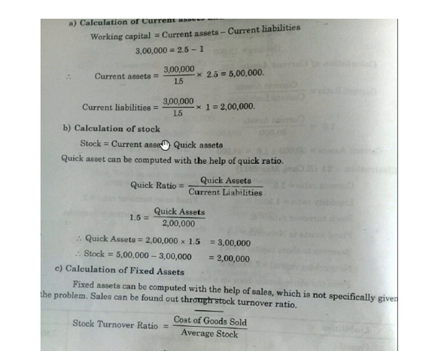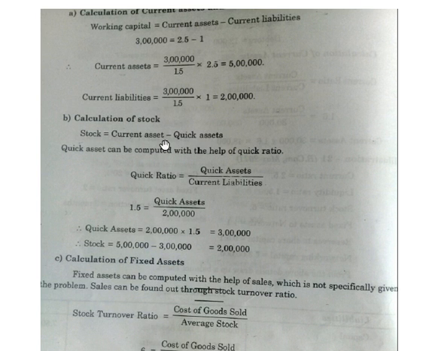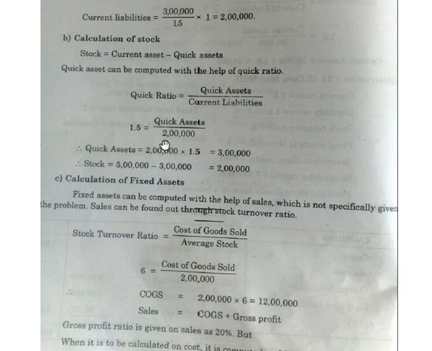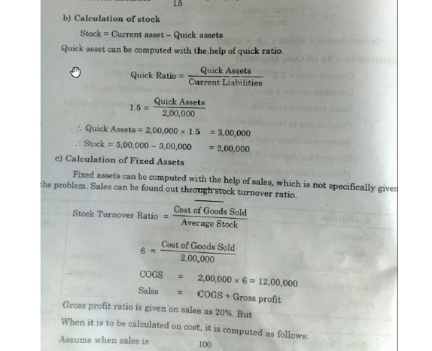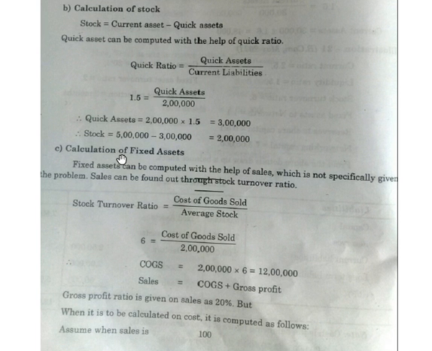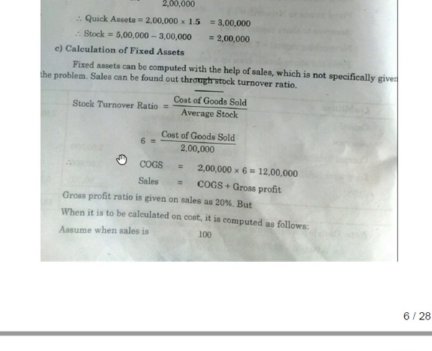So moving on to calculation of stock. Stock is equal to current assets minus quick assets. Quick asset can be computed with the help of quick ratio, which is given in the question as 1.5. Quick assets divided by current liabilities is the formula. So quick asset is equal to 2 lakhs into 1.5, which is equal to 3 lakhs. So stock is 5 lakhs minus 3 lakhs, which is 2 lakhs.